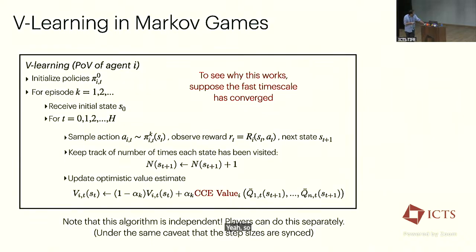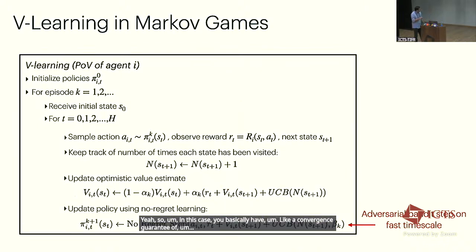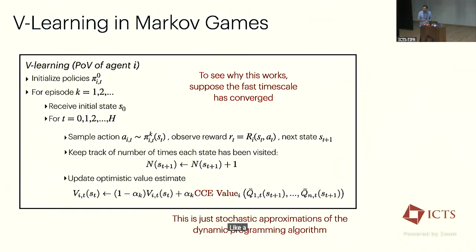So in this case, you basically have a convergence guarantee that the algorithm is going to output a policy that's a CCE, like a joint policy for all the players that's a CCE.